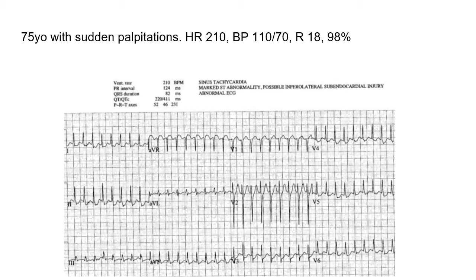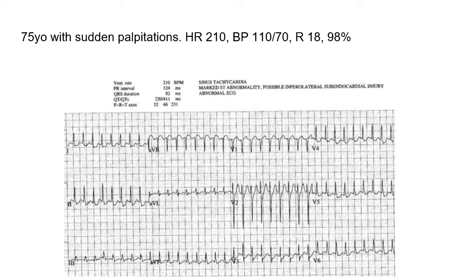So, all right, what do we think about what the rhythm is? So we're narrow, right? Okay, and we're regular. So probably not atrial fibrillation, right? So that leaves either A flutter or SVT. I don't really see flutter waves, so it's more SVT, right? Supraventricular tachycardia.